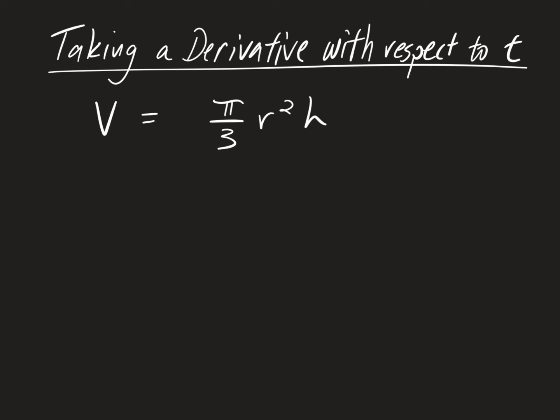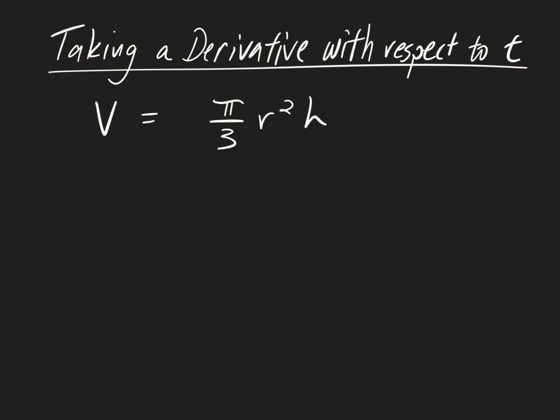In this slide, I'm going to go over how you can take a derivative with respect to a variable that isn't even in the equation. If you don't recognize this particular equation, this gives you the volume of a cone. And the volume of a cone depends on the size of the radius and the height of that cone. All right, so how do you take the derivative with respect to t here?